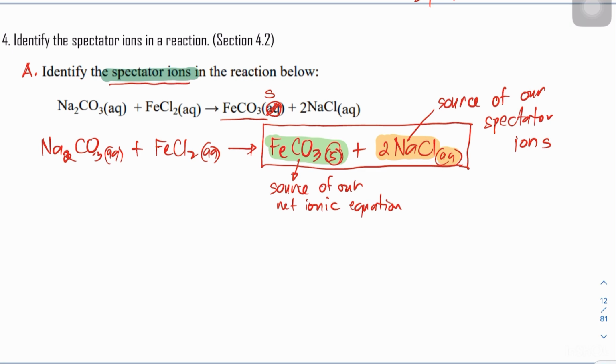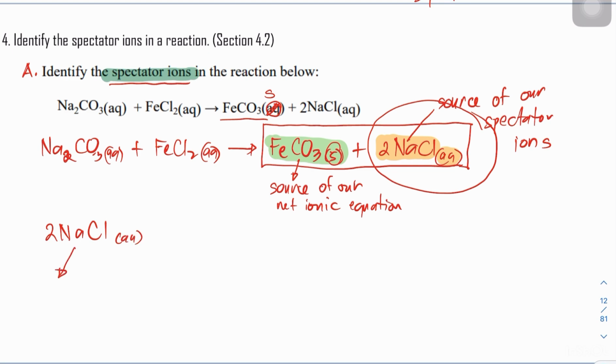We discussed before, during week number 3, the process of identifying the complete ionic equation, then the spectator ions and the net ionic equation. Here, this is the easiest and fastest way. Since this will be the source of your spectator ions, since it is aqueous, you can write 2NaCl here. You simply break it down into individual ions.